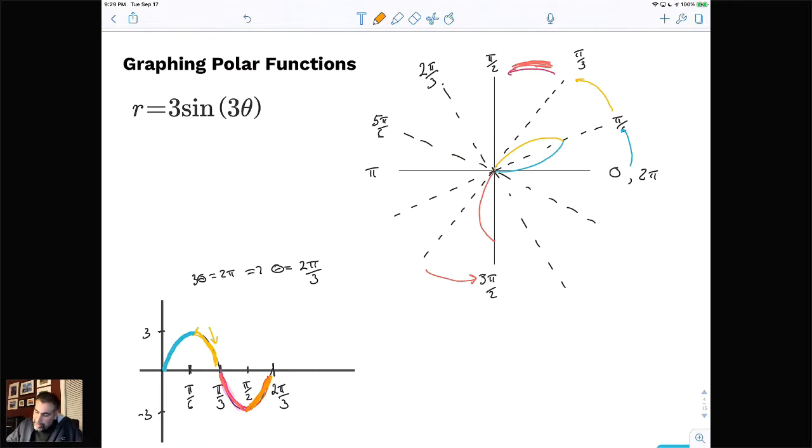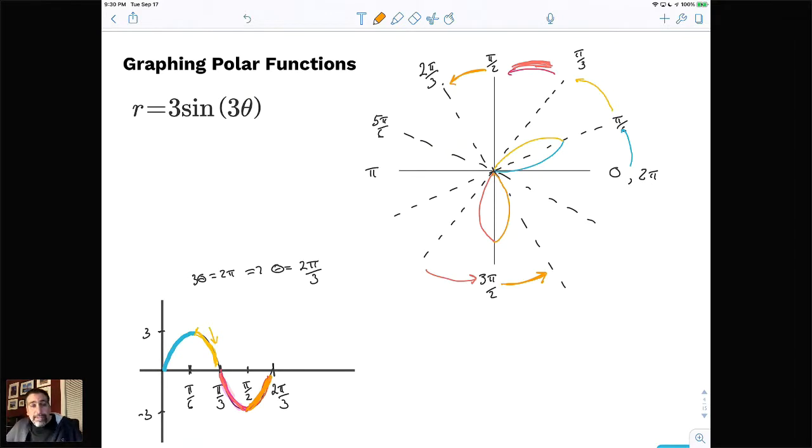So instead of showing up in this region up top, I'm actually going to show up in this region down here. Okay, so I'm going to start with that value of 3, and my radius is going to get pulled back to being 0. So it's going to go in like that.